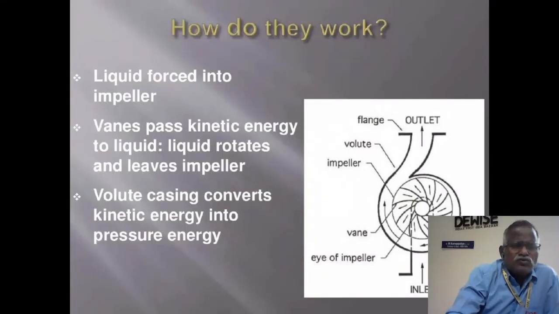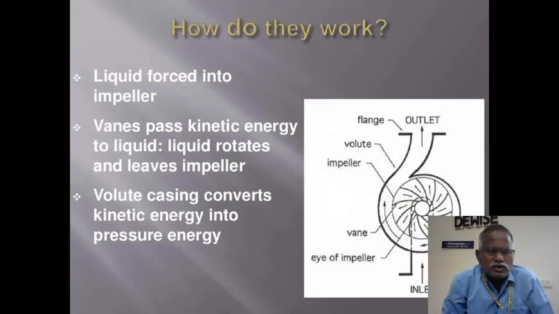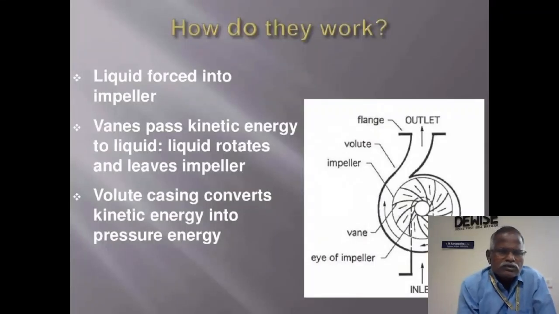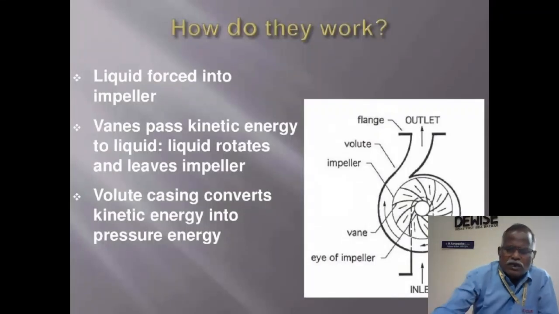The liquid is forced into the impeller first. The vanes pass kinetic energy to the liquid. The liquid rotates and leaves the impeller. The volute casing converts kinetic energy into pressure energy. The diagram shows the inlet and outlet, the impeller and vane. The eye of the impeller is very important. The center part is the eye of the impeller.